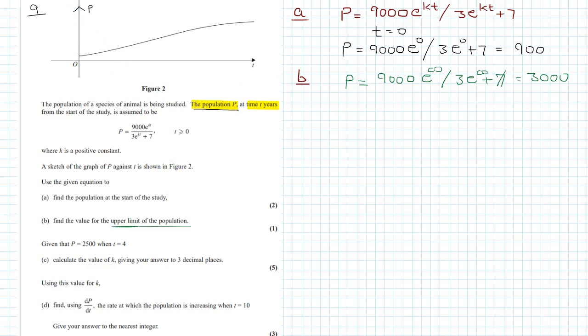Part C. P is 2500 and T is 4. Find k. So this P, 2500, is equal to 9000 e to the power kt, which means 4k, since T is 4, divided by 3 e to the power 4k plus 7.